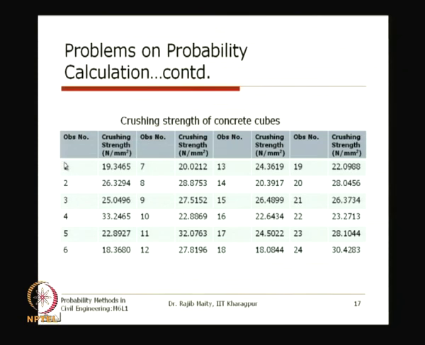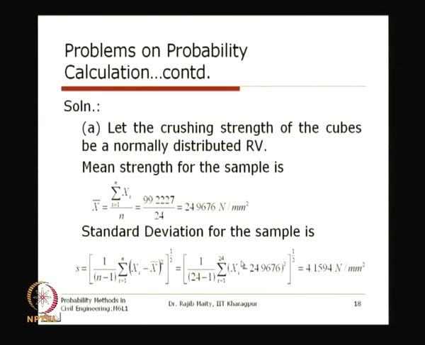So, these 24 cubes are tested for their crushing strength, and these values are shown here. We are assuming that this follows a normal distribution. We first calculate their mean and their standard deviation. The mean is the summation divided by 24, which gives 24.9676 Newton per millimeter square.